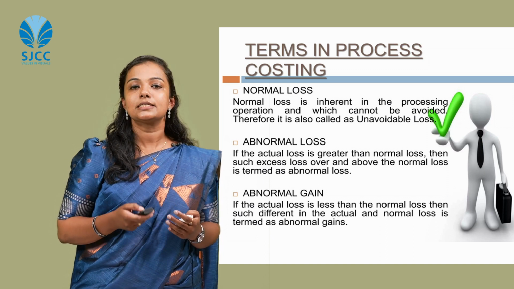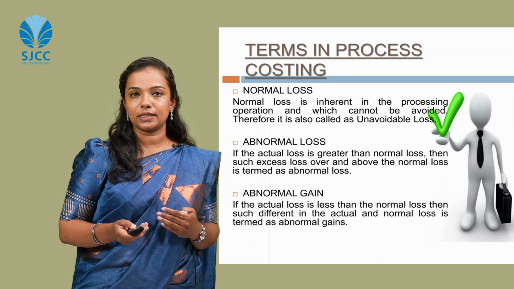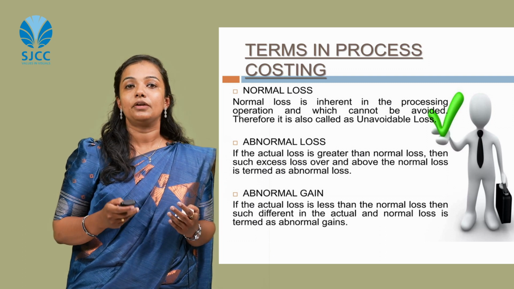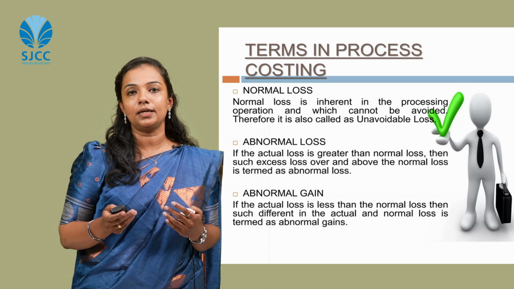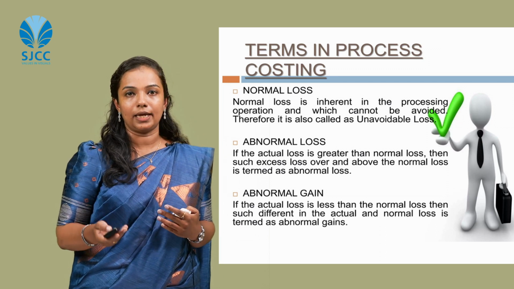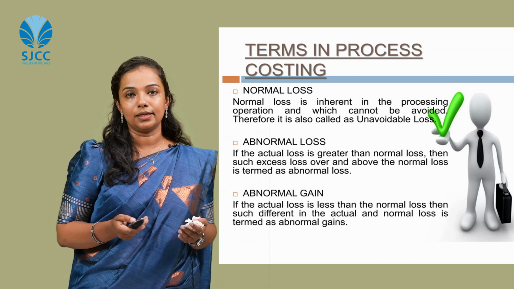And again in some situations we may experience loss less than the expected normal loss percentage, and we call the difference abnormal gain. അബ്നോർമൽ ഗെയിൻ എന്ന് പറഞ്ഞാൽ നമ്മൾ പ്രതീക്ഷിച്ച അത്രയും ലോസ് ഉണ്ടായില്ല. അപ്പോൾ ആ ഉണ്ടാകുന്ന ഡിഫറൻസിനെയാണ് അബ്നോർമൽ ഗെയിൻ എന്ന് പറയുന്നത്.